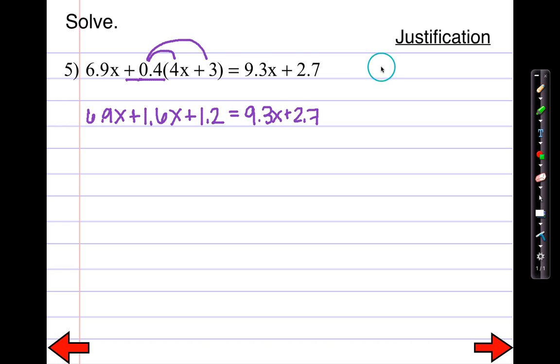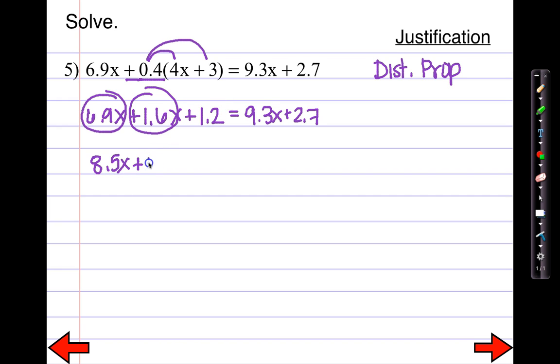Okay, so here let's just go ahead and start writing the properties now. I use the distributive property to get to that. Now, what am I going to do? Well, hopefully you see that the best thing is going to maybe be to combine like terms. So here, how many x's are there altogether? 6 and 9/10 and 1 and 6/10 is going to give me a total of 8 and 5/10 x. Bring down the 1 and 2/10 equals 9 and 3/10 x plus 2 and 7/10.